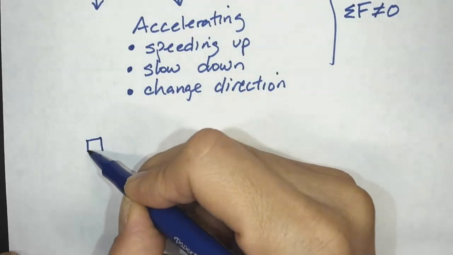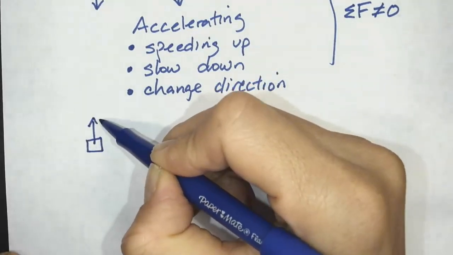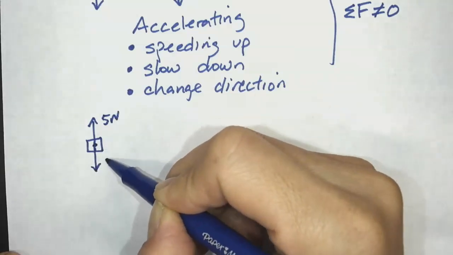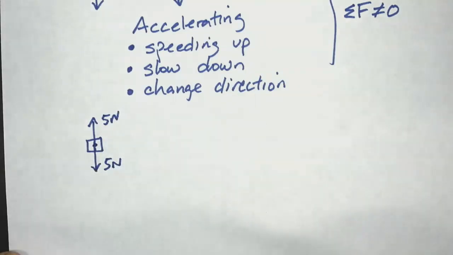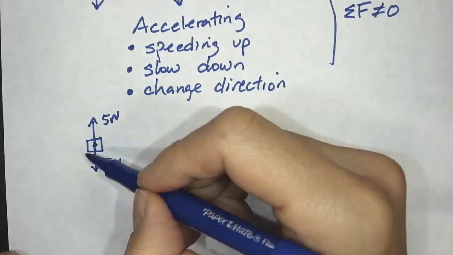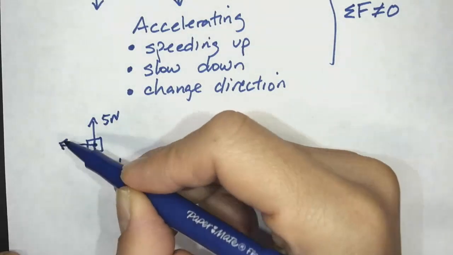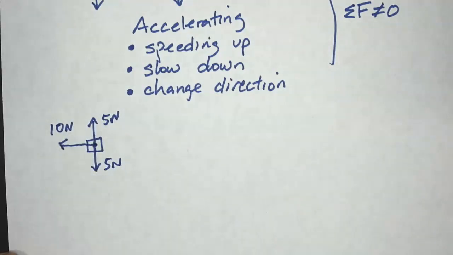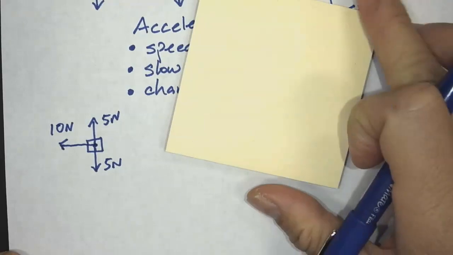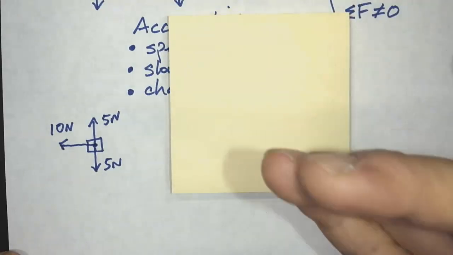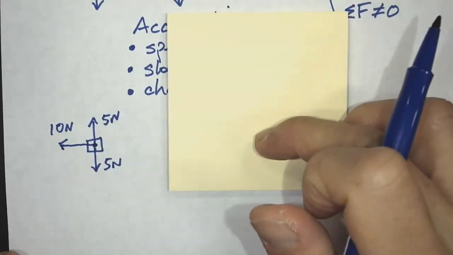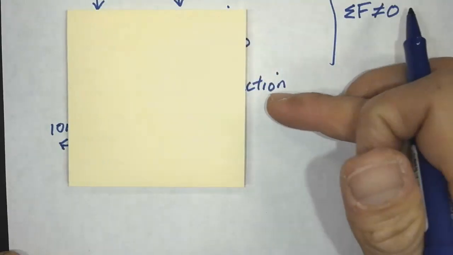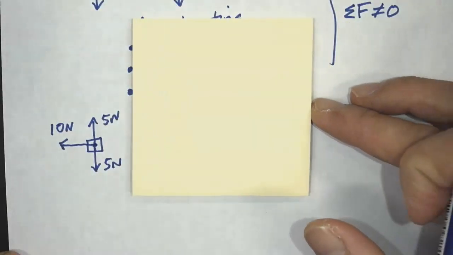Here I have an object with 3 forces. 5 newtons going up and 5 newtons going down. So these are the forces. And a force, just a reminder, is a push or a pull. We also have a force to the left here. So 10 newtons. An example of something like that would be these post-it notes. There's force going up from the table, pushing it up. Gravity's pulling it down. And then I'm using my finger to push it from the side here. So I'm pushing it horizontally.